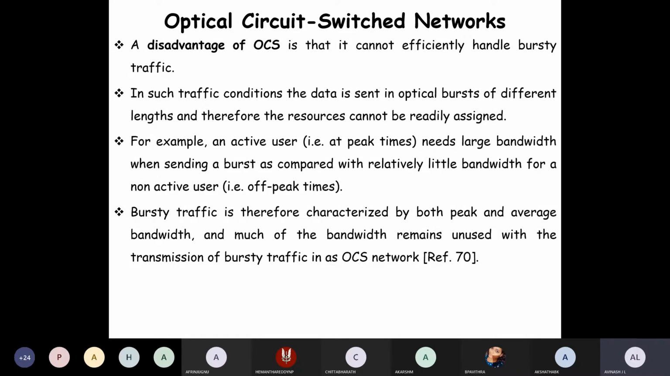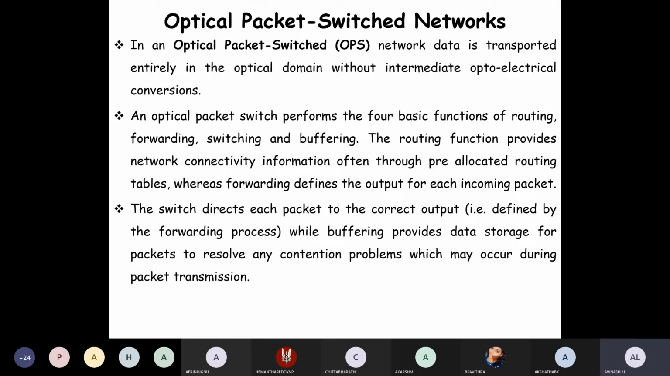At this particular time, we can go for the packet switched networks, that is OPS. Here in the OPS, the network data is transported entirely in the optical domain without the intermediate optoelectrical conversions. So the data will be transported entirely in the optical domain. That is one of the advantages of optical packet switched networks.